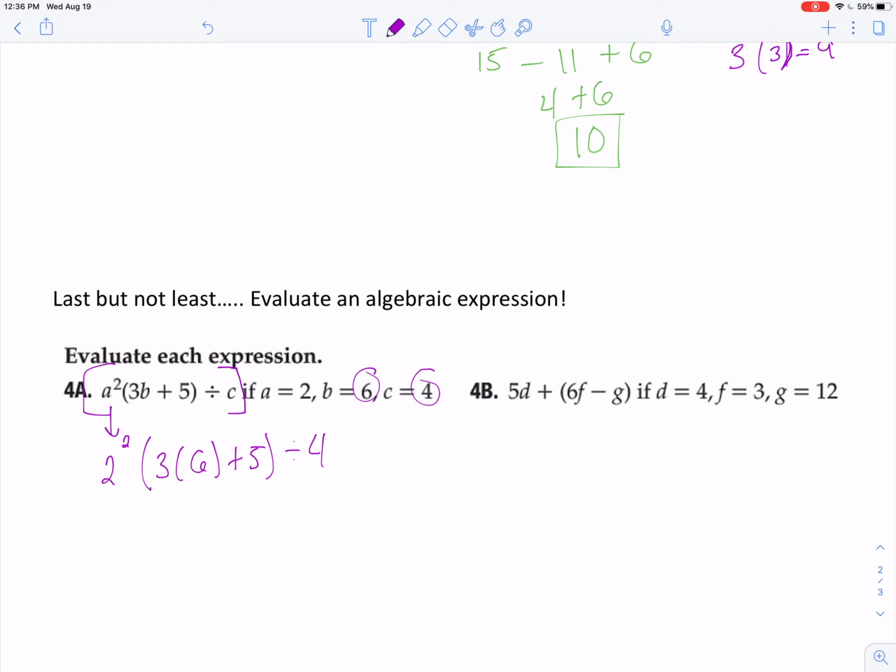Awesome, work from the parentheses first. G for groupings. So it looks like I need to do 3 times 6, which is 18. Still working on my groupings here, so keep ignoring everything on the outside. 18 plus 5 is 23. Now everything inside the parentheses is simplified. What I'm going to try next is E for exponents. Since I have 2 squared, that would be 4.